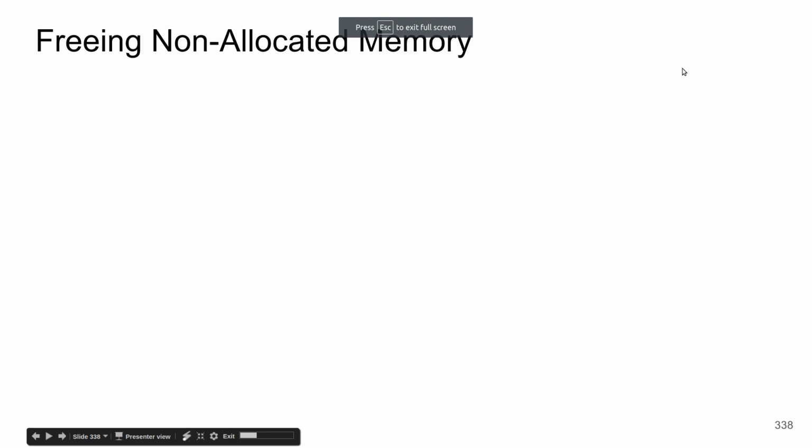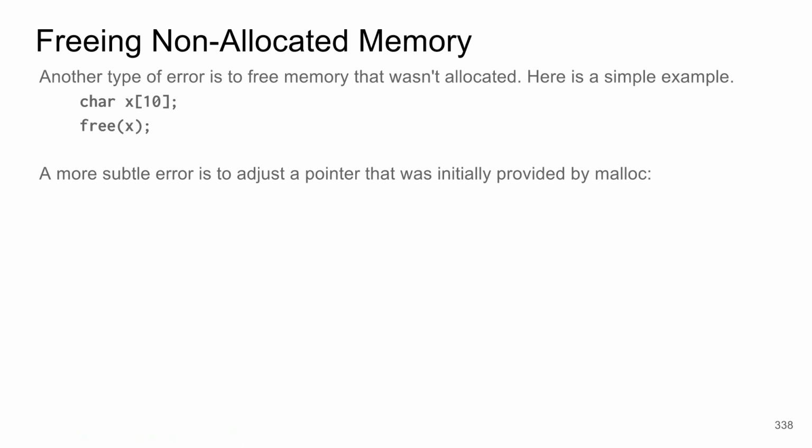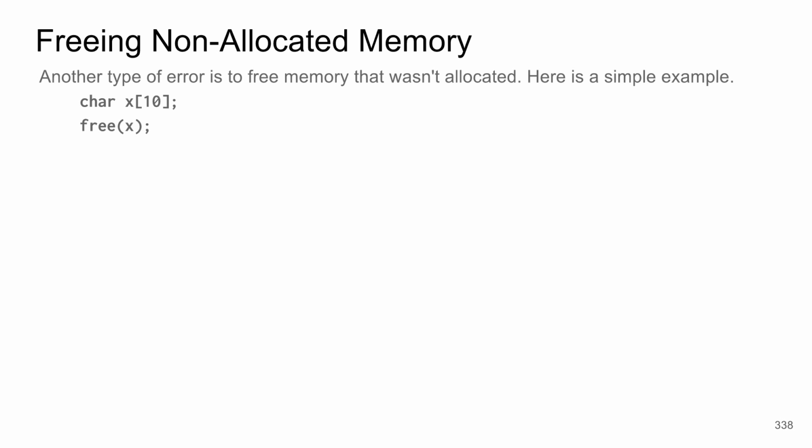So the last issue we mentioned was freeing non-allocated memory. Another type of error is freeing memory that wasn't allocated. Here's a simple example. Right here we just declare a character x[10] and then we try to call free on x.